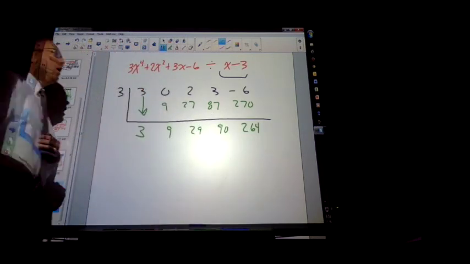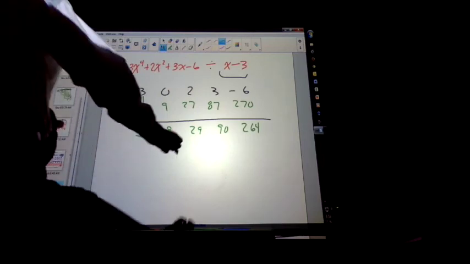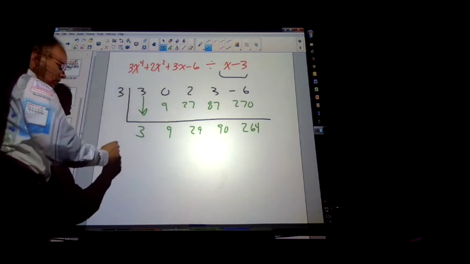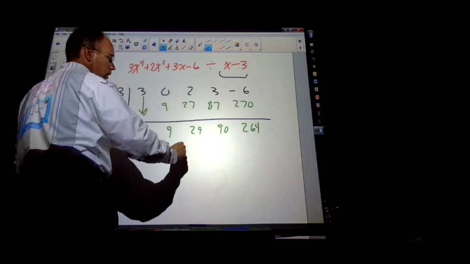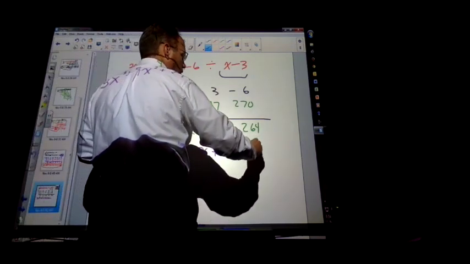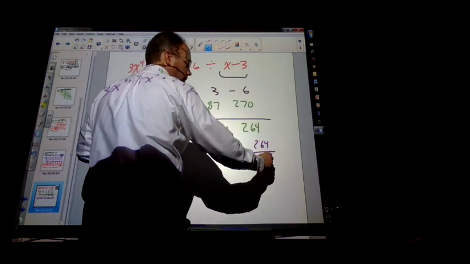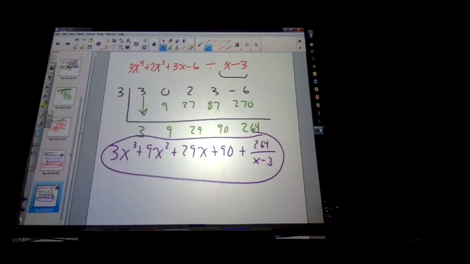264. My highest exponent I started dividing with was 4. So my answer is going to be starting with a 3. So I get 3x to the third plus 9x squared plus 29x plus 90 plus 264 over x minus 3. Done. That's it.